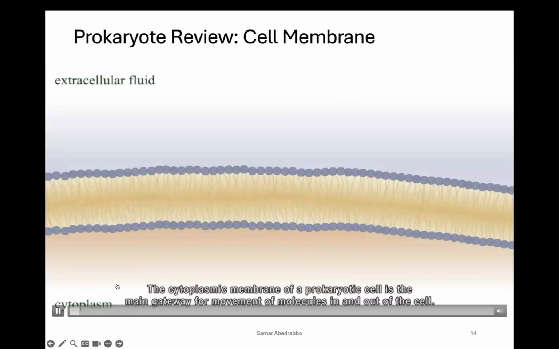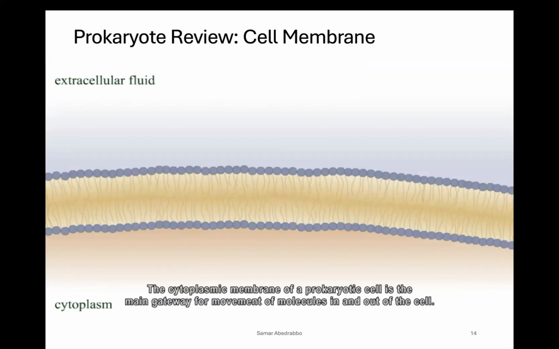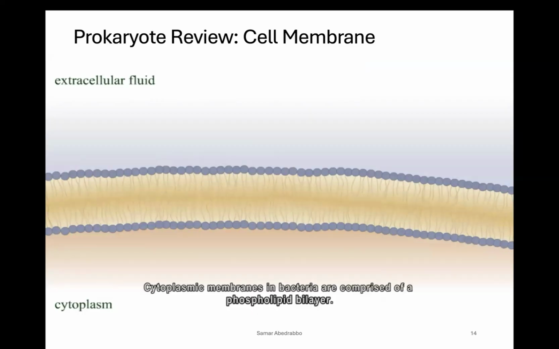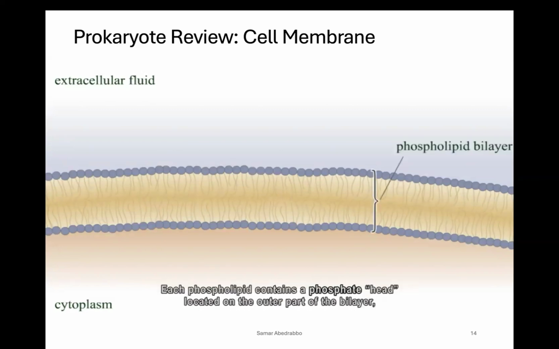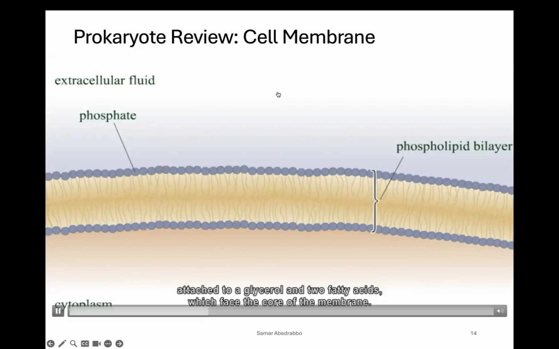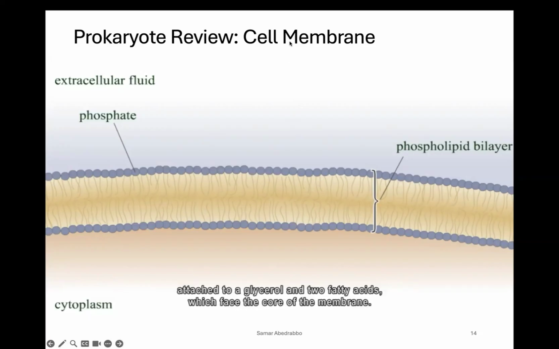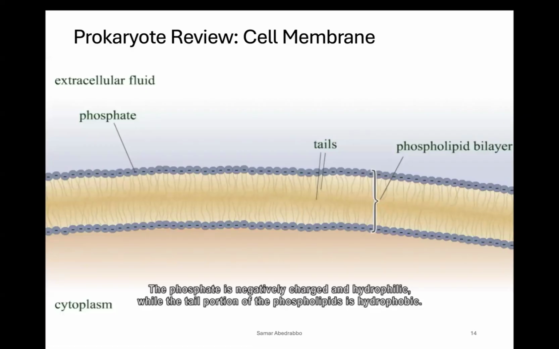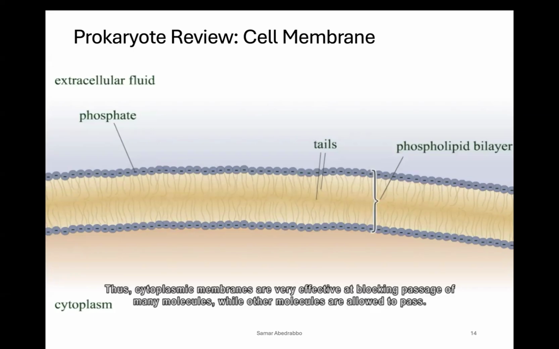The cytoplasmic membrane of a prokaryotic cell is the main gateway for movement of molecules in and out of the cell. This membrane may also be called the cell membrane or plasma membrane. Cytoplasmic membranes in bacteria are comprised of a phospholipid bilayer. Each phospholipid contains a phosphate head located on the outer part of the bilayer, attached to a glycerol and two fatty acids, which face the core of the membrane. The head is hydrophilic, while the tail portion of the phospholipids is hydrophobic. Thus, cytoplasmic membranes are very effective at blocking passage of many molecules, while other molecules are allowed to pass.